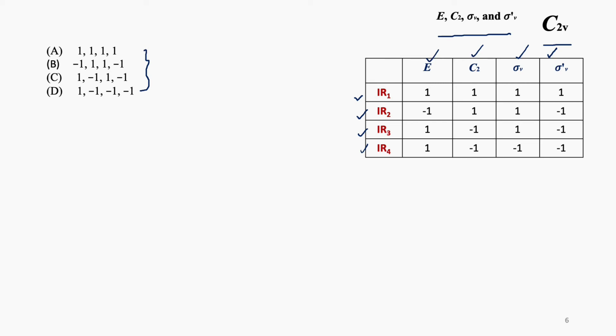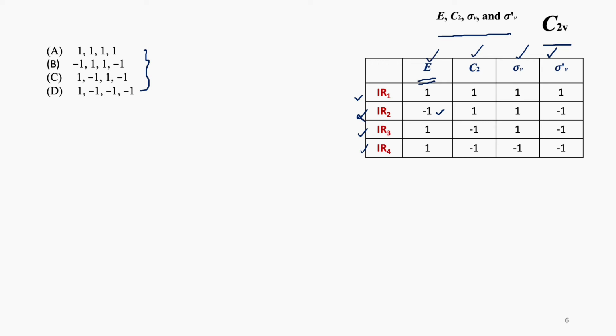If we are seeing the characters for the identity element, we have a -1 here in this IR2. We already stated that for any molecule, the identity operation will not affect the symmetry of the molecule. It will remain unchanged. So a negative value cannot be possible. So which means this IR2 cannot be a possible irreducible representation.